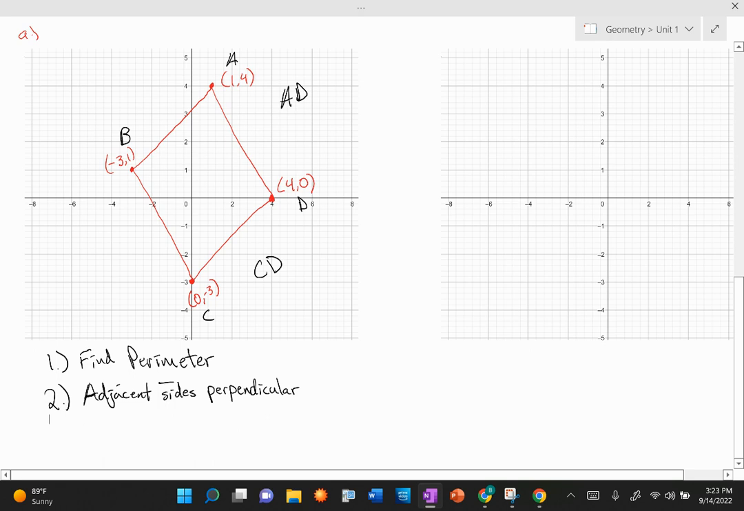For number 2, how do we know if 2 lines are perpendicular to each other? They have to intersect, and they have to intersect very specifically. They have to intersect at a 90-degree angle, right? So they are perfectly intersecting. Now, how do we determine without a protractor if it is a 90-degree angle? By putting a box.